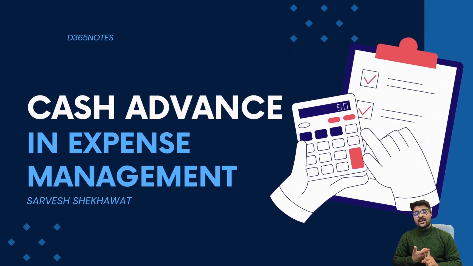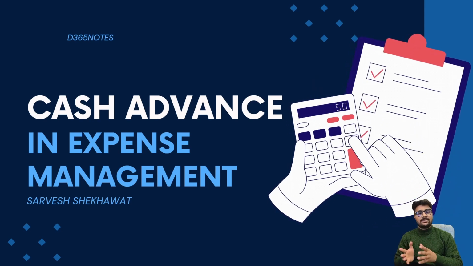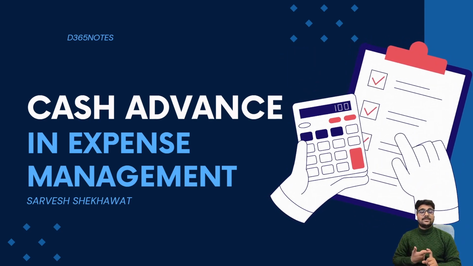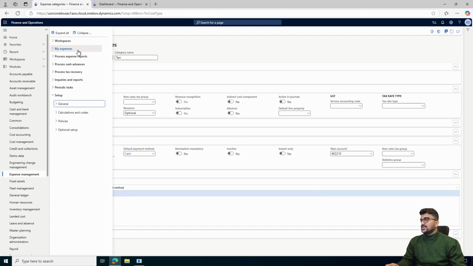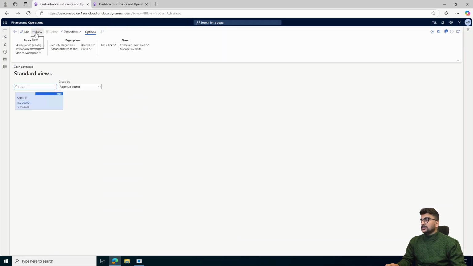So yesterday we covered the setup part of the cash advance. Today we will be covering cash advance creation, JV posting and expense report creation. So let's get started. For creating a cash advance, go to expense management, my expenses, cash advance. Click on the new button.